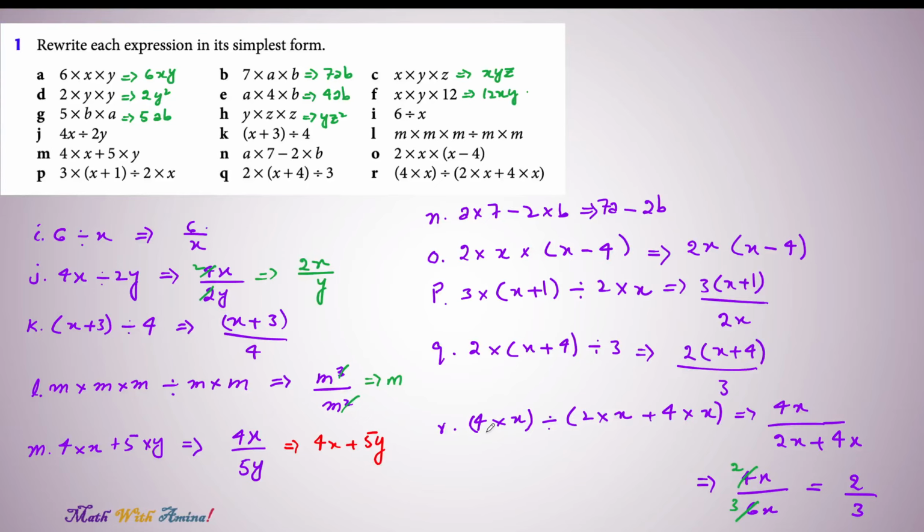And the last part is 4 multiplied by x divided by 2 multiplied by x plus 4 multiplied by x. So when removing the multiplication sign, it will become 4x over 2x plus 4x. So 2x plus 4x is equal to 6x. If we further simplify it, 2 multiplied by 2 is equal to 4, and 2 multiplied by 3 is equal to 6. So x also gets cancelled with this x, and we get 2 over 3.